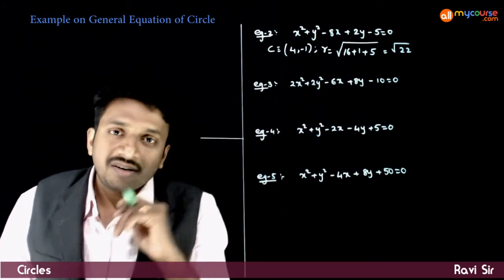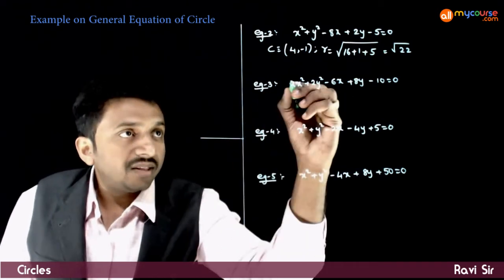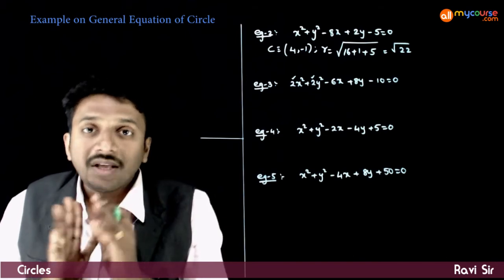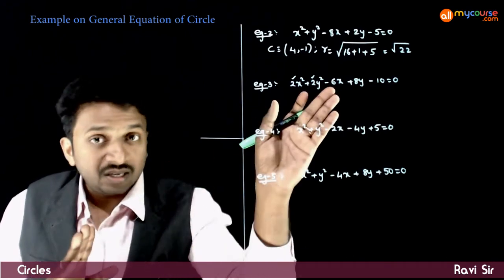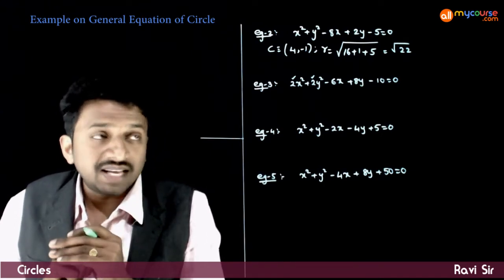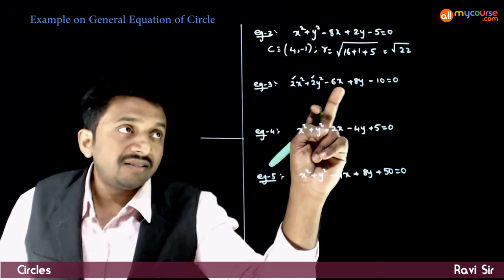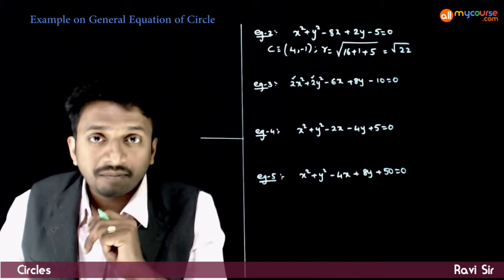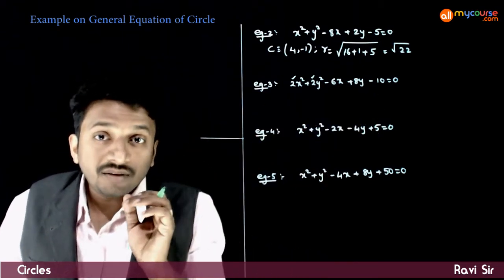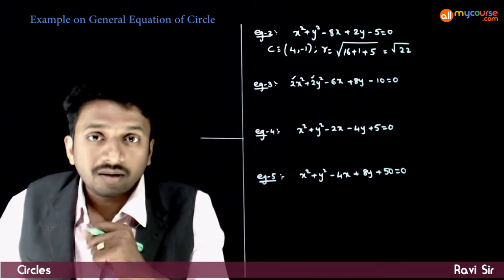So let us go here. This is a slightly different question where the coefficients of x square and y square are equal but not equal to 1. So this represents a circle, but we cannot directly use our formulas. That is, the center is minus of x coefficient by 2, minus of y coefficient by 2. If you write 3 comma minus 4, the answer is wrong, because those formulas work only if the x square and y square coefficients are equal to 1.